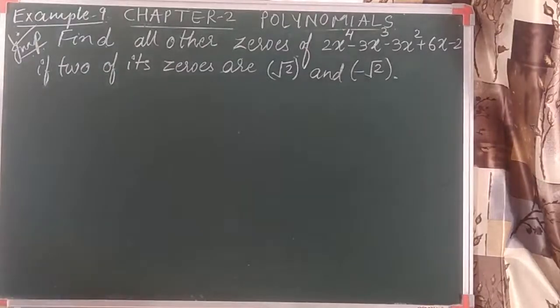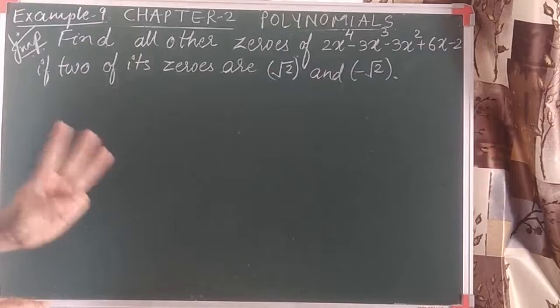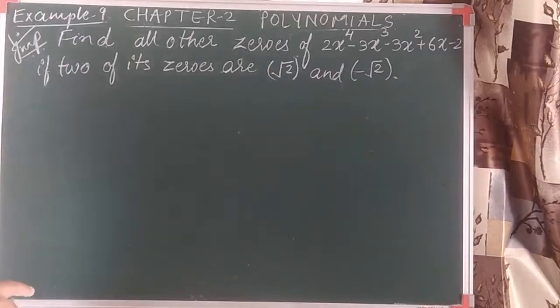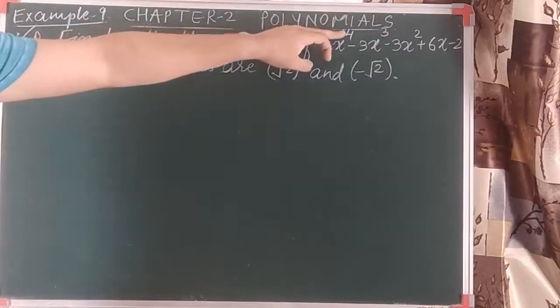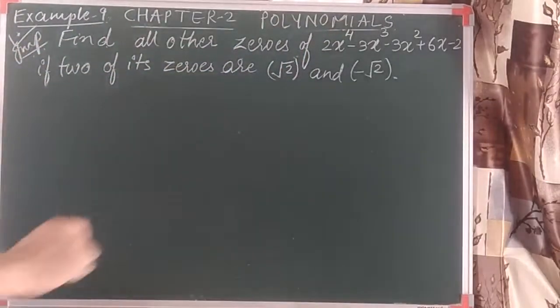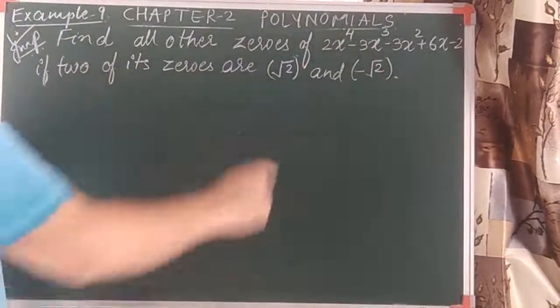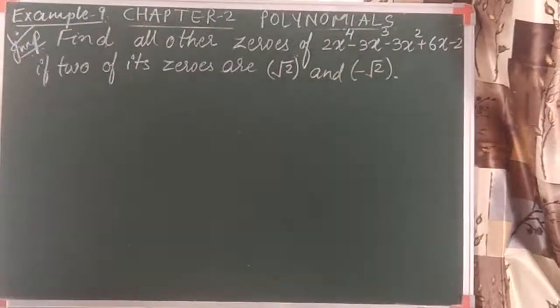How many zeros a polynomial has is based on the degree of the polynomial. If it is a cubic polynomial, the highest degree is 3, so it has maximum 3 zeros. हम ऐसा नहीं बोल रहे कि उसको 3 ही zeros होने चाहिए. Maximum, ज़्यादा से ज़्यादा. If it is a quadratic, it has maximum 2 zeros. If it is of degree 5, it has maximum 5 zeros. So here we come to the conclusion that this polynomial has 4 zeros. 2 are given, the rest of the 2 we have to find out.